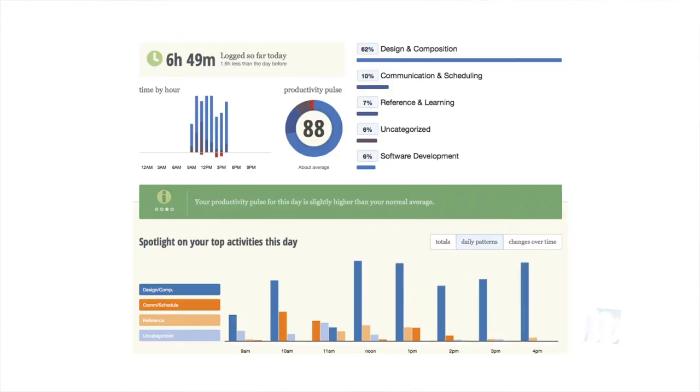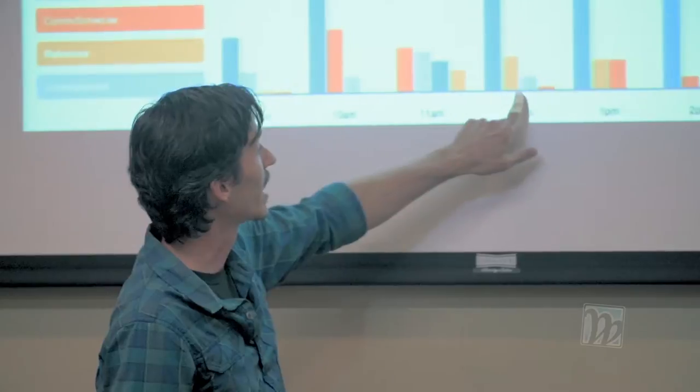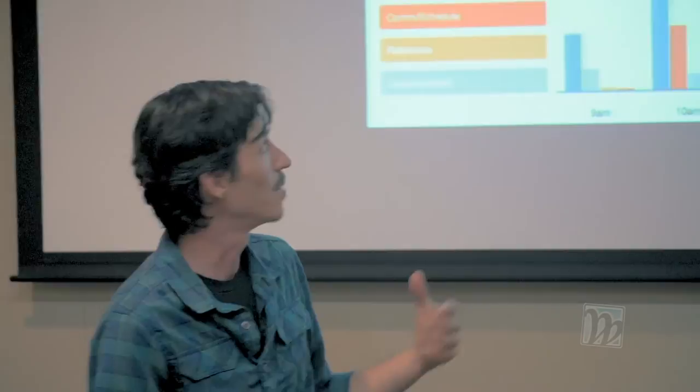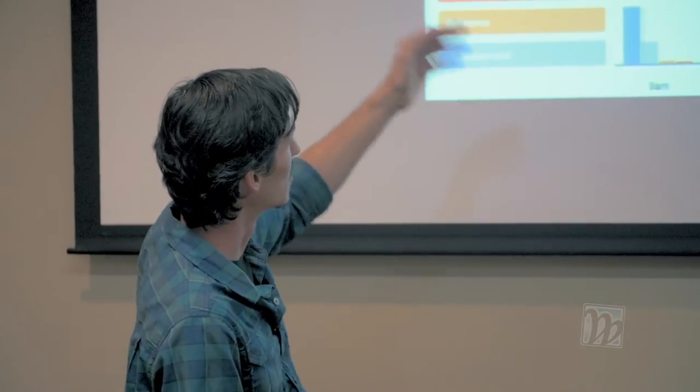You can see design and composition, like 9 a.m., 10 a.m., okay, so I was doing a lot of design this afternoon. You can look at changes over time to see, okay, typically I do most of my communication in the morning or in the afternoon. You can start to look at those patterns and really get valuable data about your work habits. So I was pretty good today, 88% productivity. I don't know what that little red space is, but if you were on Facebook or TechCrunch or whatever, they've already marked those as distractions, as non-productive time, so you don't have to do a lot of work, but you get good insight into how your work habits are affected throughout the day and whether you actually did what you said you would.